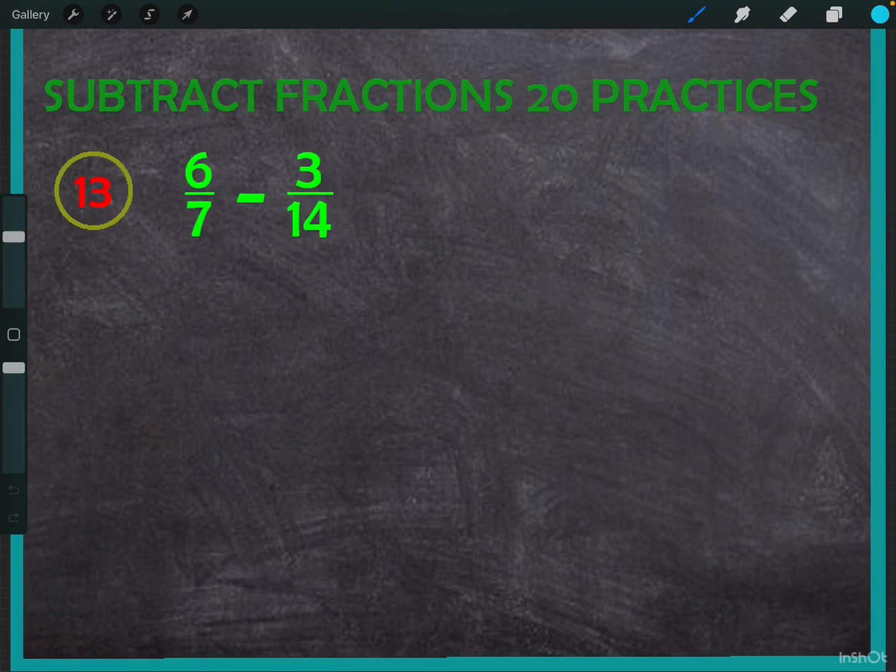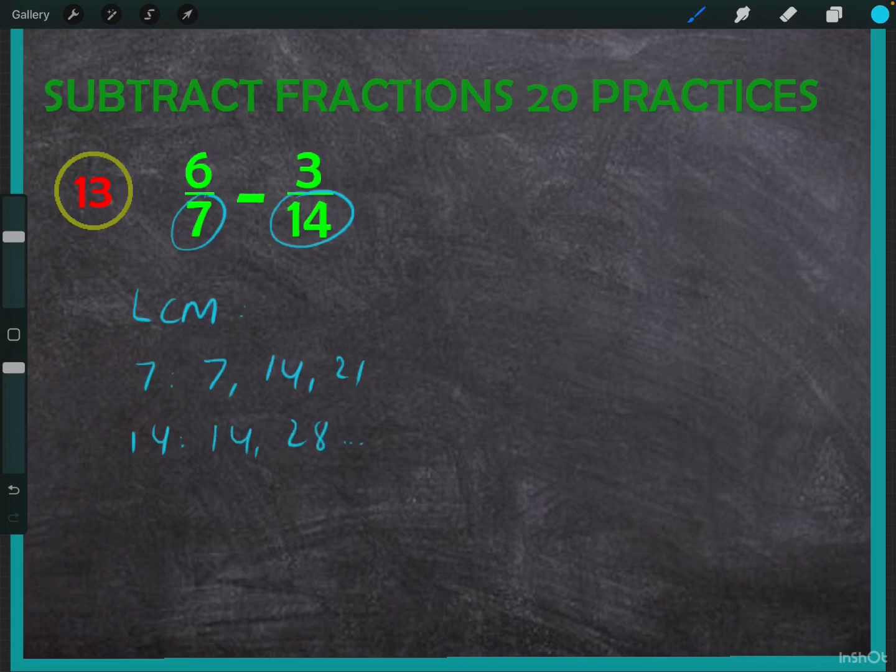Practice 13, 6 over 7 subtract 3 over 14. These two fractions have different denominators, 7 and 14. So we will go ahead and find the LCM for 7 and 14. The multiples of 7, we have some such as 7, 14, 21. For 14, we have multiples 14, 28, etc. We see that number 14 is the least common multiple of 7 and 14, or the LCM is 14.